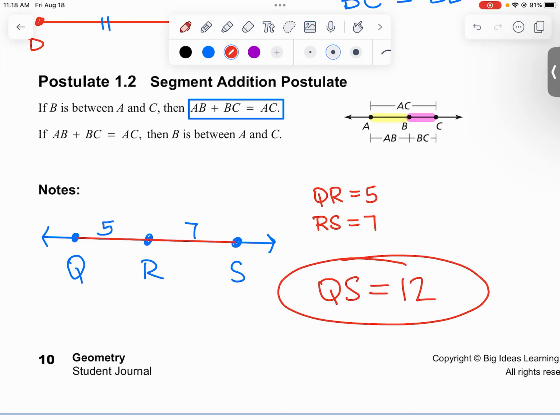So what I want you to do is go back to your math folders, most of yours are red, and turn to page 6.